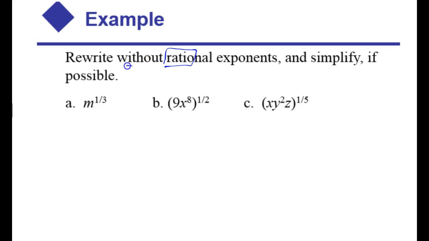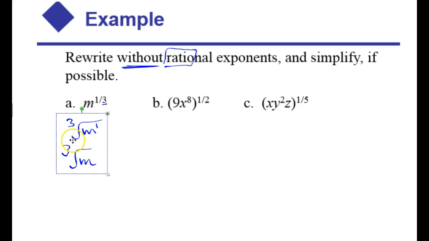So this says rewrite this without using a fractional exponent. So we can write this as a radical. Roots grow on the bottom, so this is actually pronounced the third root of m to the first, which is the cube root of m. And again, the way I remember that is this is pronounced the cube root of m. So this is m to the 1/3, and the root is on the bottom of that fraction.